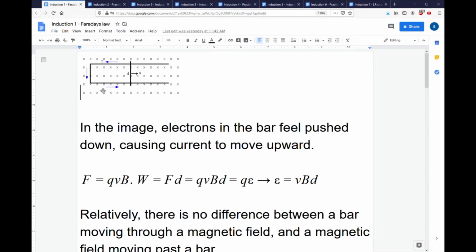When a charged particle moves through a magnetic field, it experiences a force. Now, even when a non-charged object moves through a magnetic field, that non-charged object is usually made of charged particles, and so those individual charged particles will experience a force. So consider a chunk of metal flying through a magnetic field.